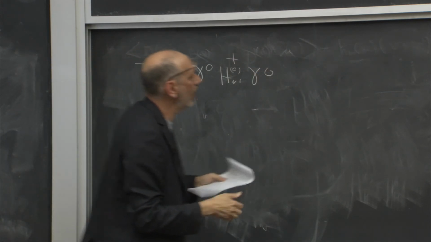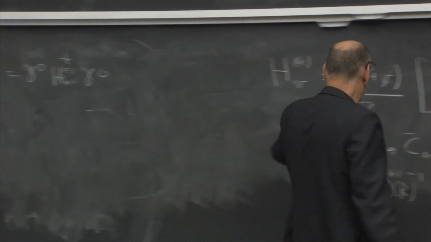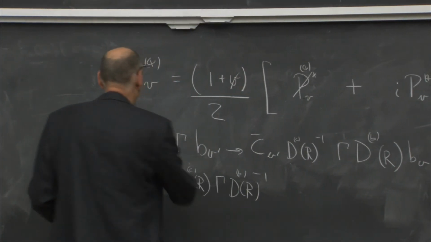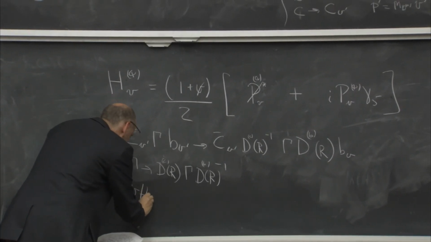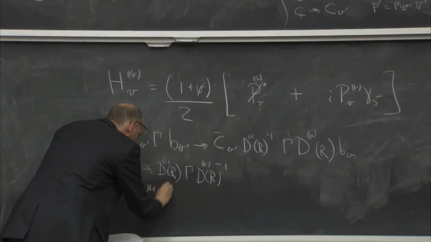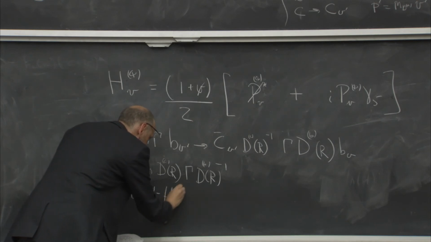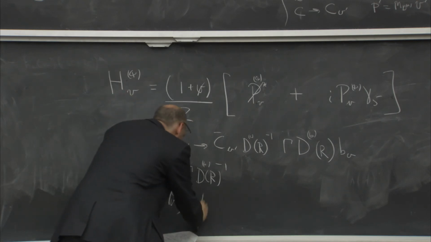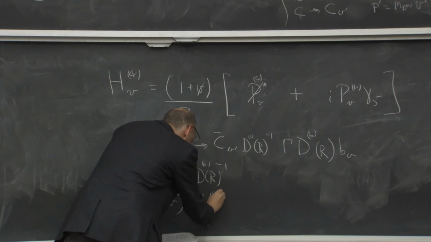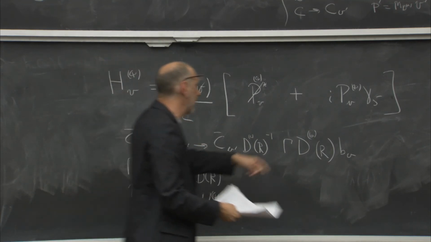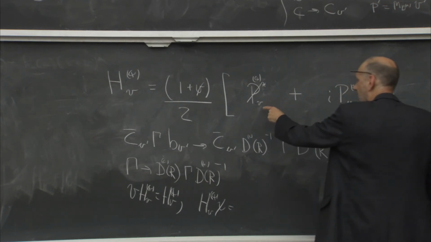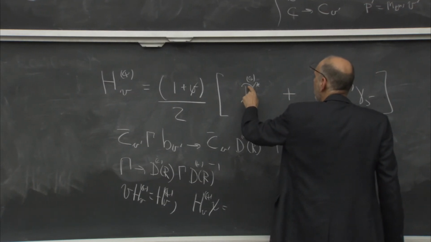And, oh, I should have said one more thing. This HV now satisfies, of course it had to, because of the interpolating field interpretation, HVQ equals HVQ. But it actually satisfies something else. If I put the V on the other side, I can move it through the gamma 5. It gives me a minus sign.